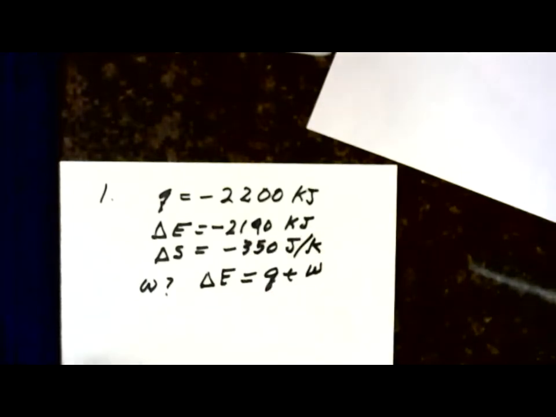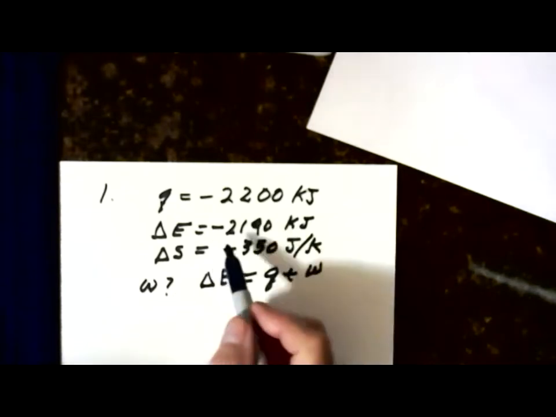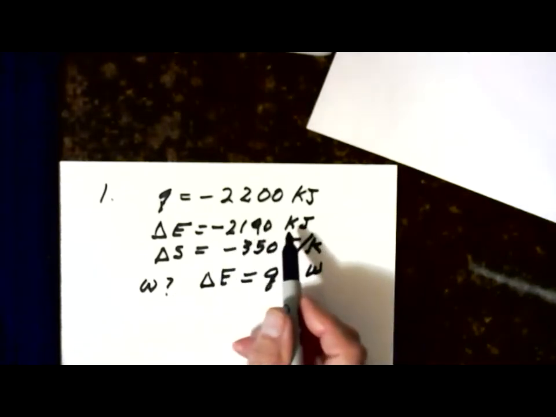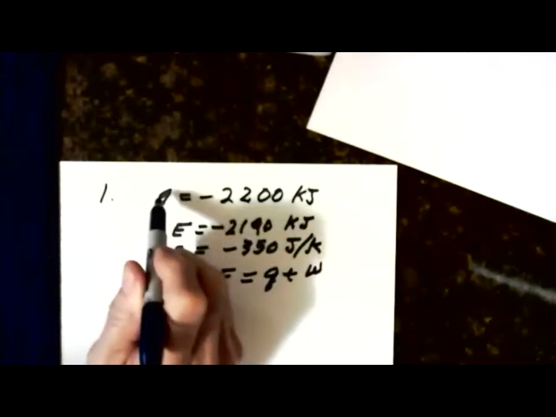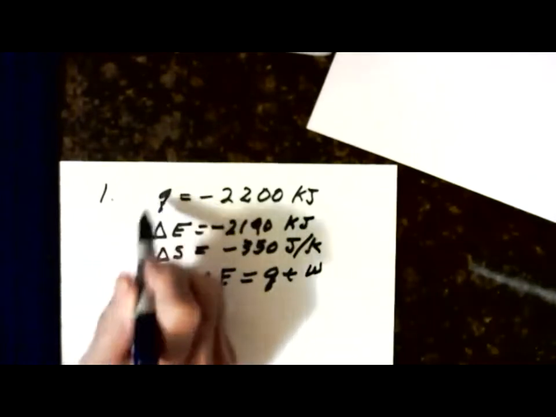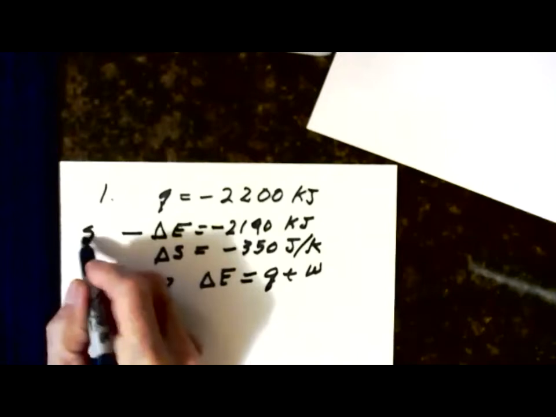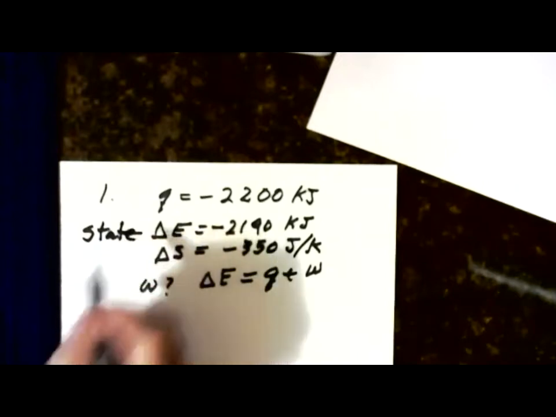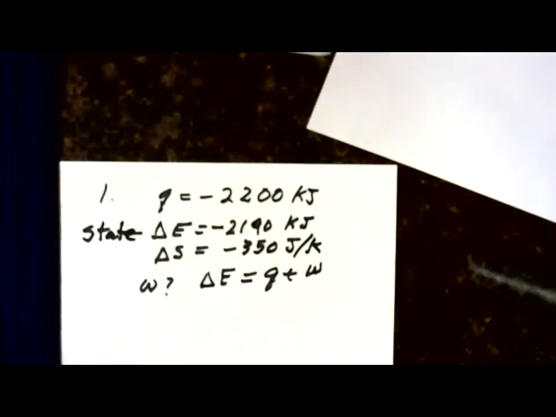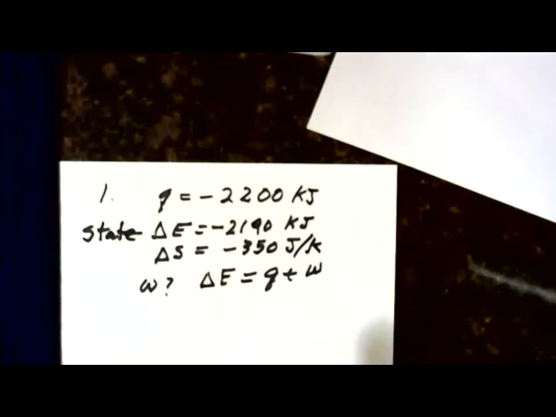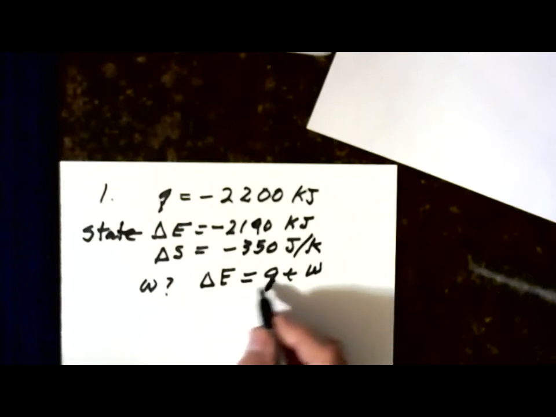The subtle point is delta E is a state function. Delta E was minus 2190 in this other experiment, but delta E is minus 2190 in this experiment too, and delta E is minus 2190 in any other experiment that we might do. Delta E is a state function. Its value does not change unless you change the state of the system, and we're not doing that. We're going to have all the same substances and all the same pressures and whatever that we had up here. So then delta E is Q plus W.